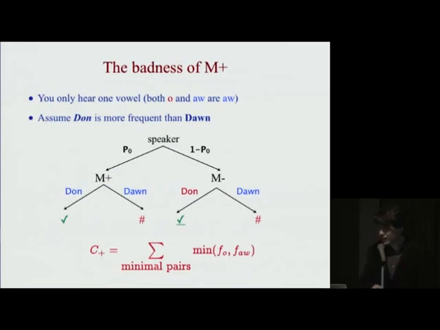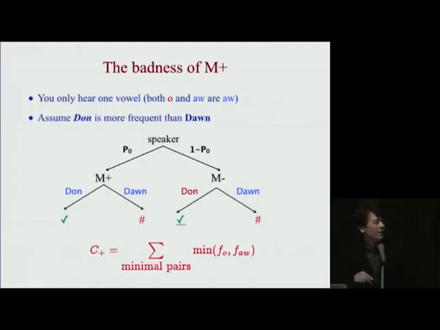So here's one scenario. This is what happens if the learner is trying a merger system, namely the system under which caught and cot are the same. Sometimes it's going to hear speakers using the merger. Sometimes it's going to hear speakers not using the merger, namely using the distinct system. Let's just say, without loss of generality, let's assume DON to be more frequent than DAWN.